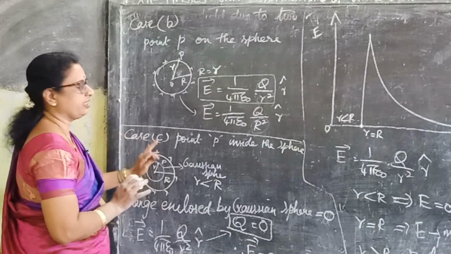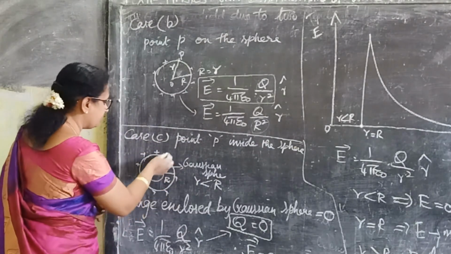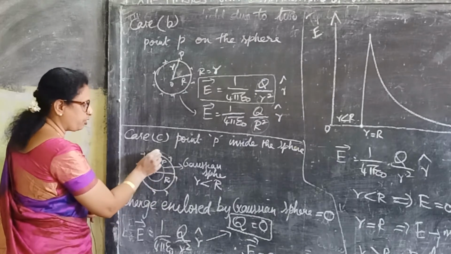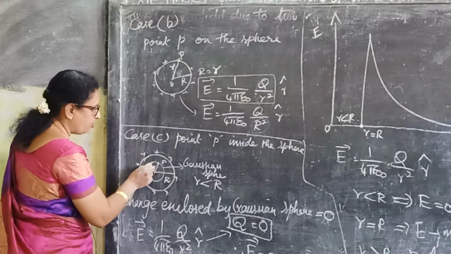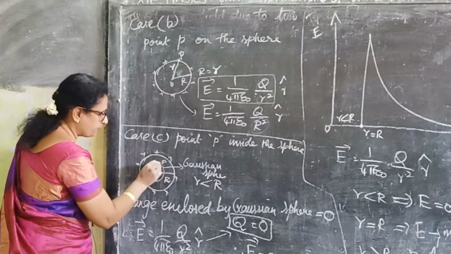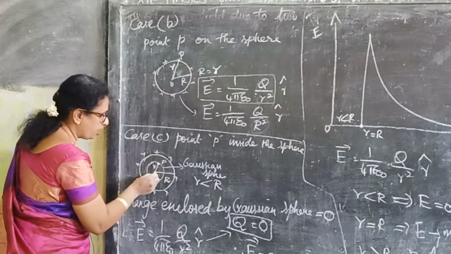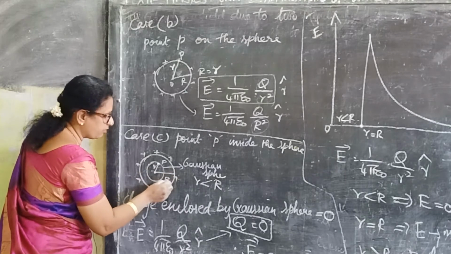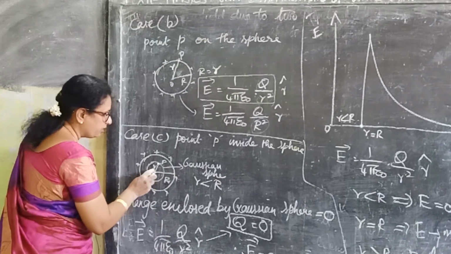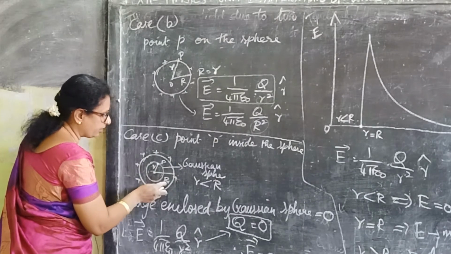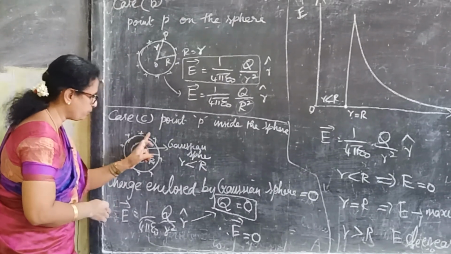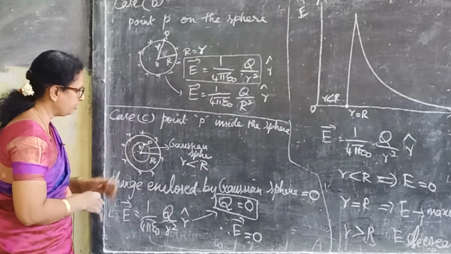Now the case C, in which the point P is inside the sphere. Now I have drawn the sphere. This is the sphere in which the positive charge is stored. Now I am considering the point P inside the sphere, and the distance of the point P from the center is small r. The radius of the sphere is capital R. The radius of the Gaussian sphere is small r. Here you can compare small r and capital R. Small r is less than capital R because P is situated inside the sphere.